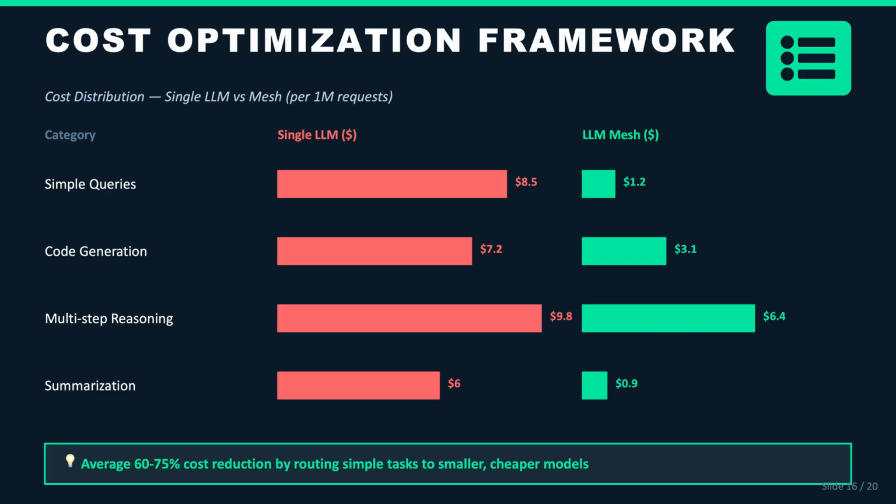$6 down to 90 cents by routing to small, fast summarizer models. The overall average across a typical enterprise workload mix is 60 to 75% cost reduction. That's not a marginal improvement. For organizations running millions of LLM calls per day, that's millions of dollars in annual savings. The mesh pays for itself very quickly.